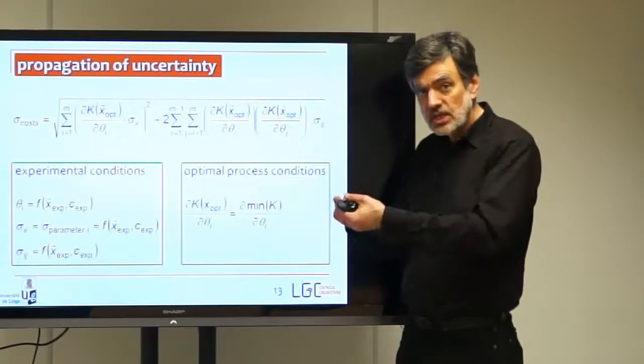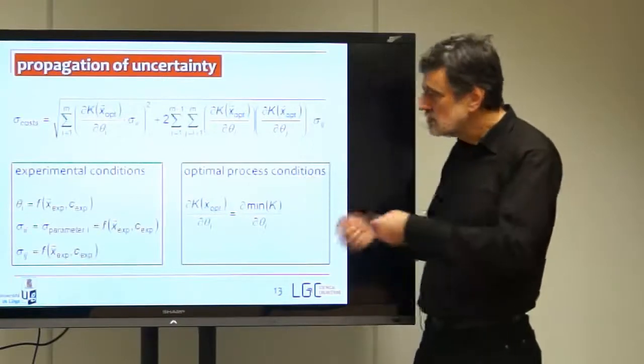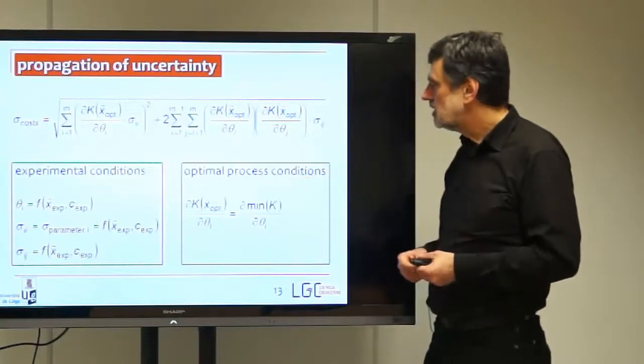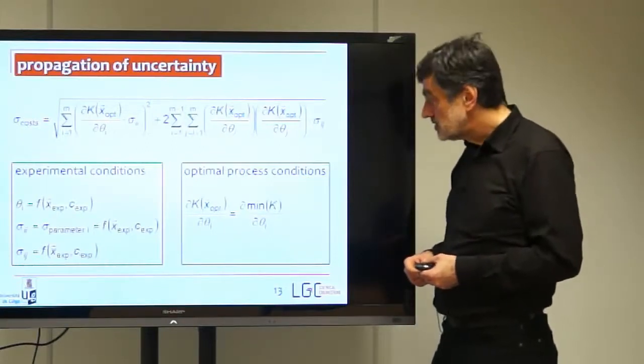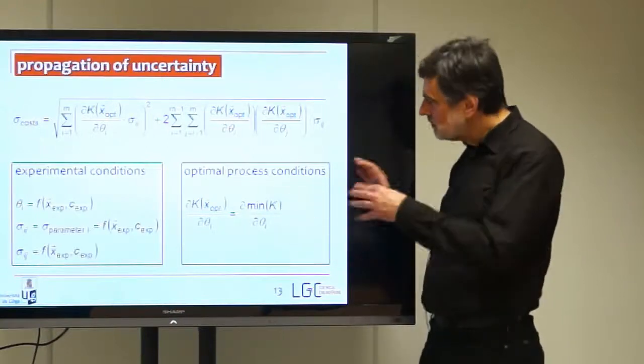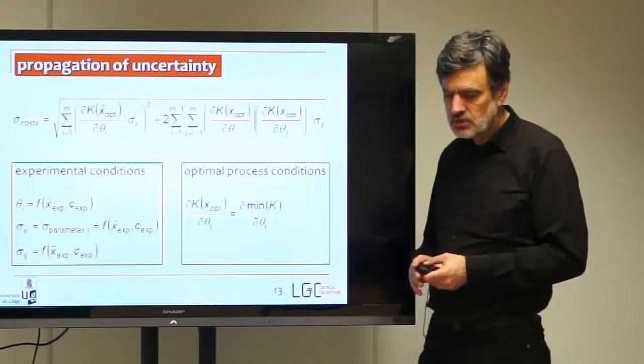I mean, you fit your parameters to the experiment and they contain the uncertainties, so they generate also uncertainties in the parameters. And on the other hand side, you have your optimal process conditions, where you minimize your cost with respect to the parameters. If you put these together, you wind up with this equation.